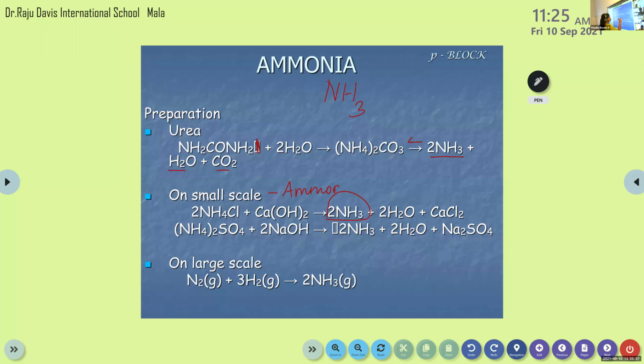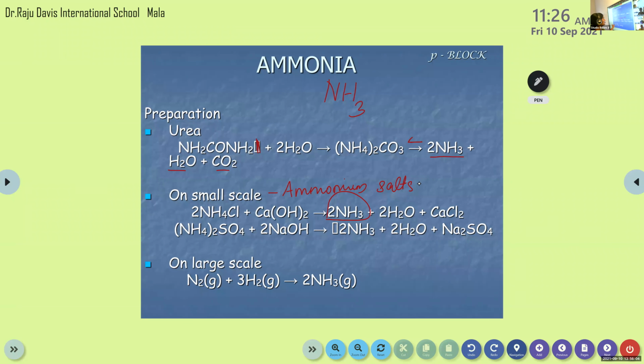Ammonium salts. First one, ammonium chloride. Second one, ammonium sulfate. Ammonium sulfate will react with sodium hydroxide to form ammonia, water molecule, then sodium sulfate. This is another method of preparation of ammonia. Only a small amount of ammonia can be produced using this method.